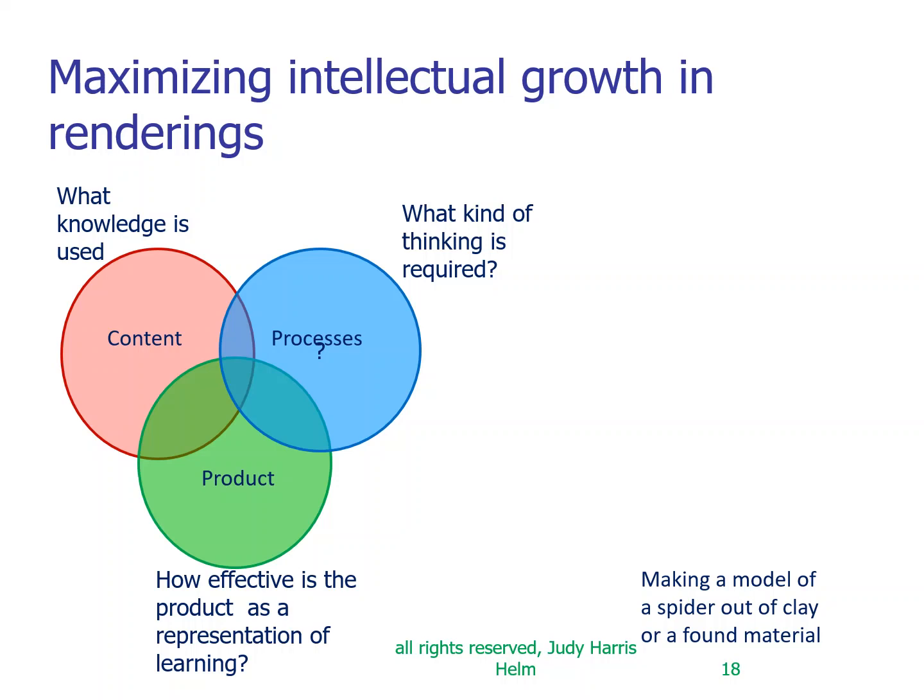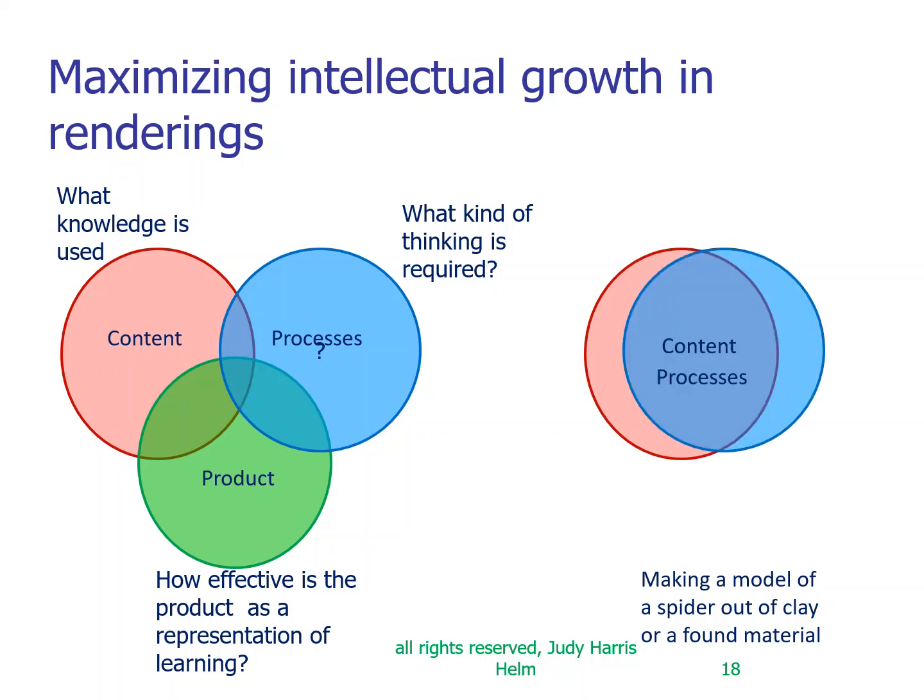So for very young children, it's important that we have their descriptions alongside it so that other adults aren't interpreting these things as blobs or misinterpretations, because that will just crush all of the deep hard work of our young children. So if we make a model of a spider out of clay, or other found material, we're pulling these content, process, and product together. So it's more effective because we are integrating more soundly and maximizing the intellectual growth in the renderings.